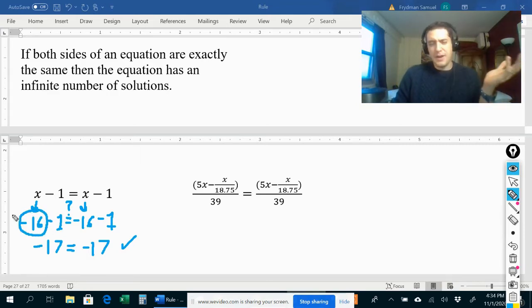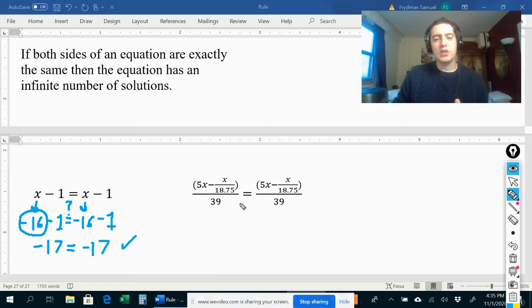And if you just think about it for a second, it should be clear that if both of these sides, the left side and the right side, are both exactly the same, then of course, no matter what number I pick to plug in there, I'm going to see that the result on the left side is the same as the result on the right side. So any number is a solution here. So this equation has an infinite number of solutions.